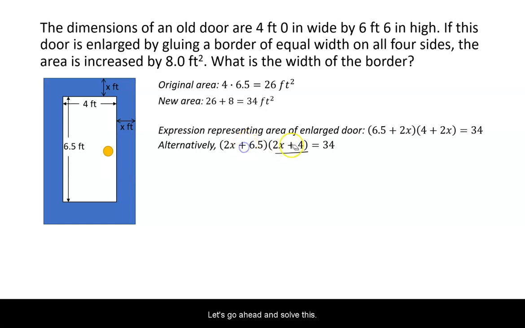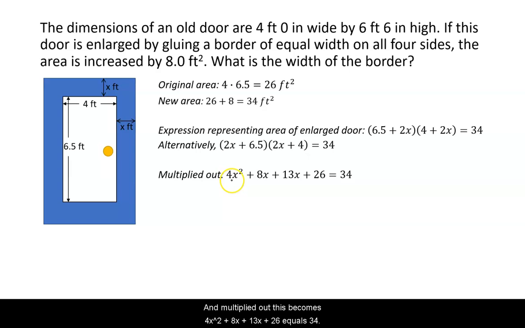Let's go ahead and solve this. The first thing I'm going to do is distribute to get rid of the parentheses. 2x gets distributed to both terms, 6.5 gets distributed to both terms, and multiplied out, this becomes 4x squared plus 8x plus 13x plus 26 equals 34. To move that into standard form, we move everything to one side and combine like terms. Subtracting 34 on both sides and combining like terms, we end up with 4x squared plus 21x minus 8 equals 0. There is a quadratic we can solve.